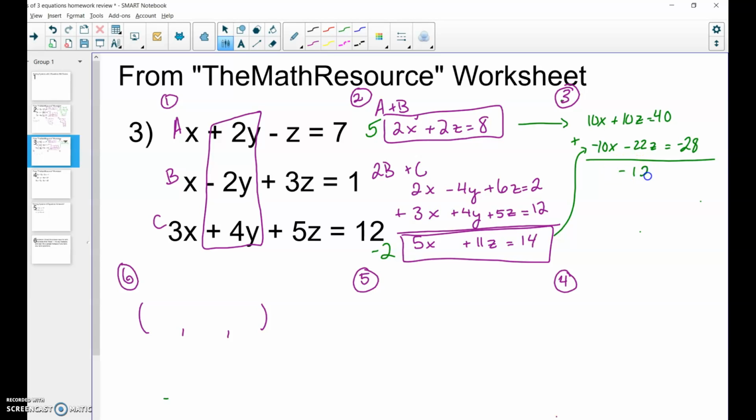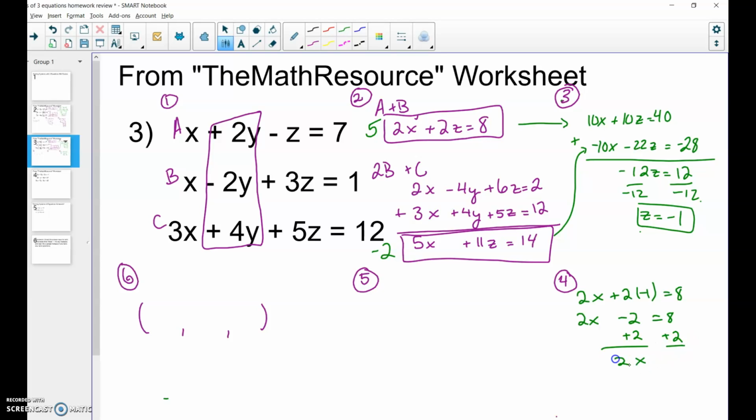Negative 12z equals positive 12. Solve for z. Z equals negative 1. So now I need to plug that into one of my equations for step number 2. I'm going to plug that into my very first equation. I'm going to solve then for x. So then I get x equals 5.